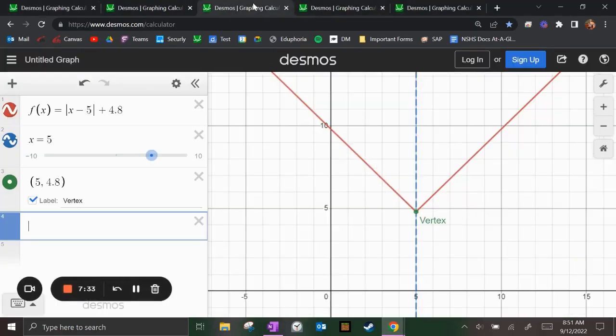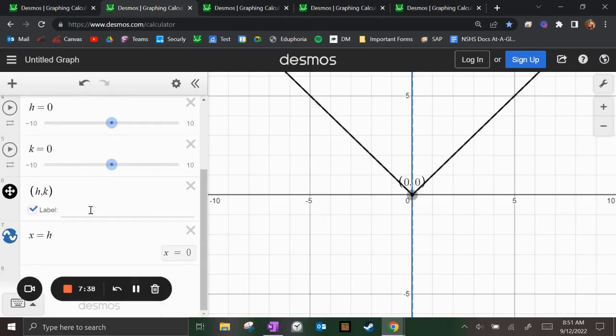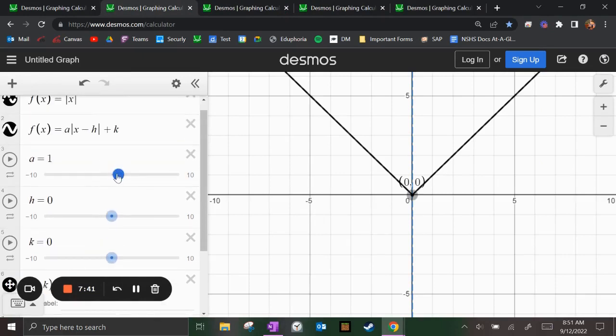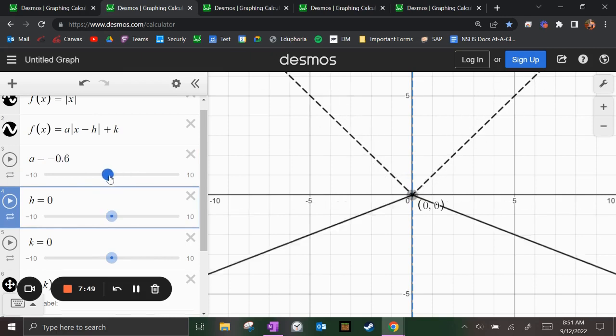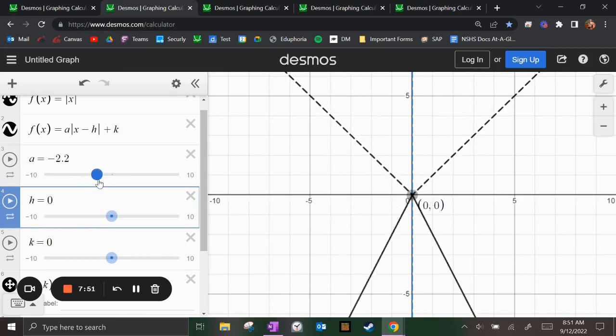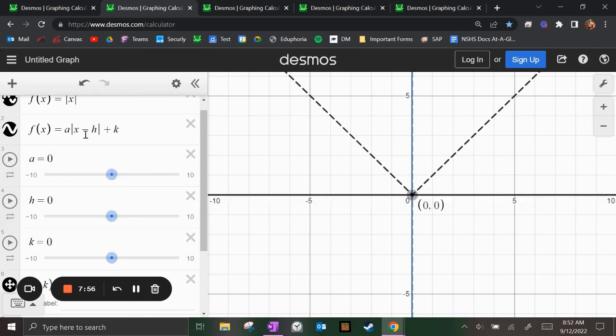Right here, we have the multiplier a in front. If we change a to be a different number than 1, we get wider graphs or more narrow graphs, or sometimes it'll flip upside down. Notice how when it's 0, the graph disappears. That's because anything times 0 is just 0. And if we make it 1, we get the parent function. That's the dotted lines.